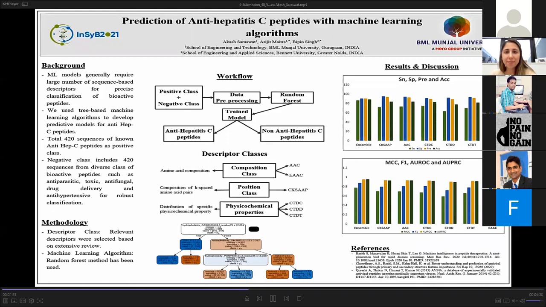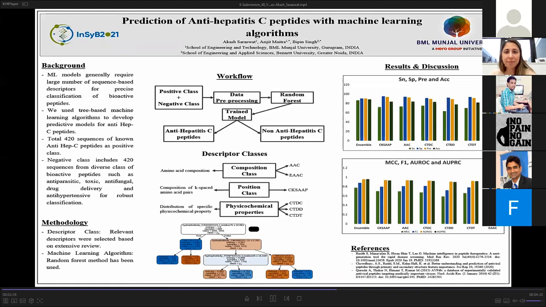Descriptors have been calculated keeping into consideration the maximum coverage of information. For composition-related information, we used amino acid composition and enhanced amino acid composition. The amino acid composition gives the frequency of each amino acid in the sequence, whereas enhanced amino acid composition calculates features based on a sequence window of fixed length which slides. For position-related information, we used composition of K-spaced amino acid pairs, which is a feature encoding that calculates the frequency of amino acid pairs separated by any K residues.